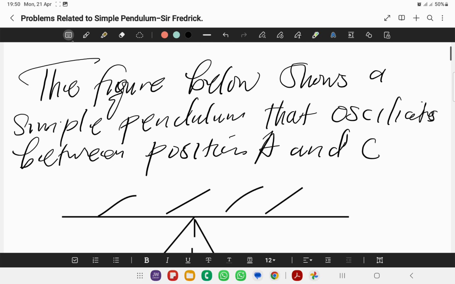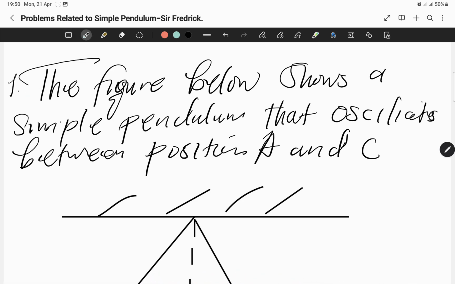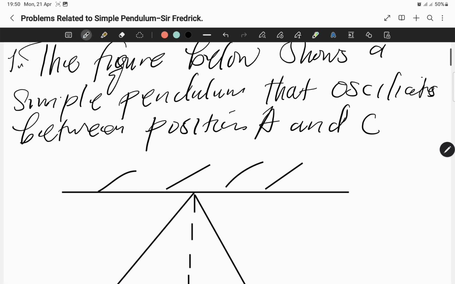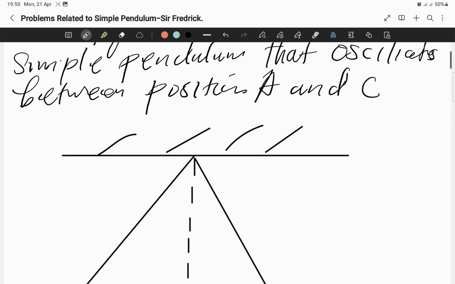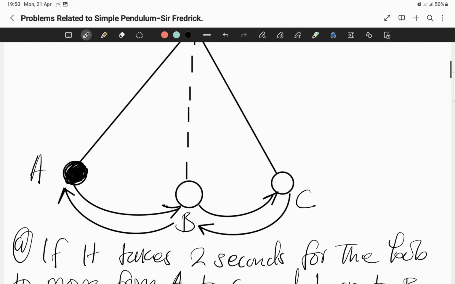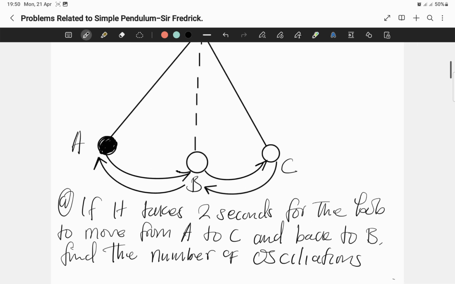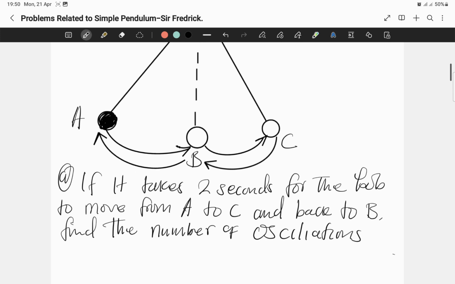So we have a question which we are going to label as question 1. The figure below shows a simple pendulum that oscillates between position A and C. So that's the simple pendulum that we have. Part A says if it takes 2 seconds for the bulb to move from point A to point C and back to B, find the number of oscillations. So here we've seen that it didn't go back to A, it ended at B.